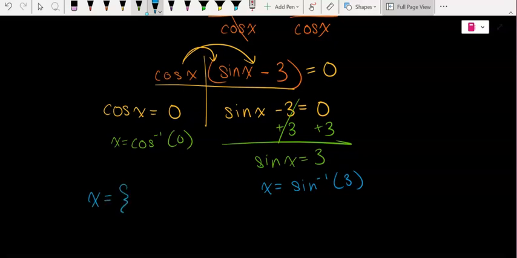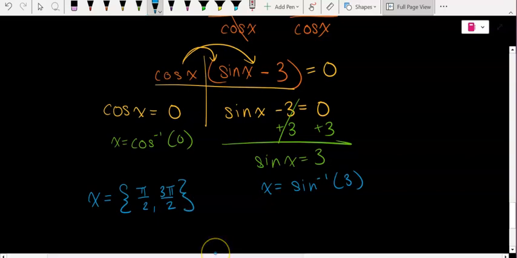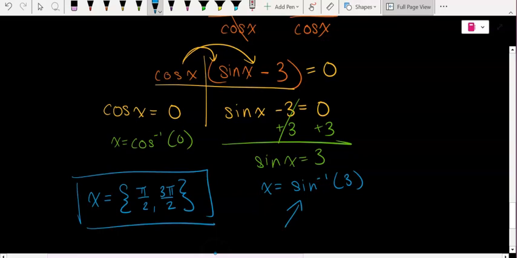So then I'm going to go ahead and figure out what my final answer would be. So I've got x equals, well here, where does cosine equal 0? Cosine equals 0 at pi over 2 and at 3 pi over 2. When does sine equal 3? Well, it doesn't, ever. I have a range on sine as -1 to 1. So that 3, it's outside of my range. So that's my final answer here. I have no solutions from this part, and that's okay.